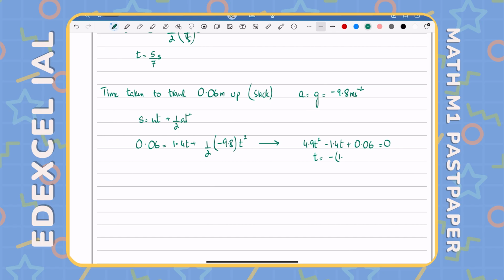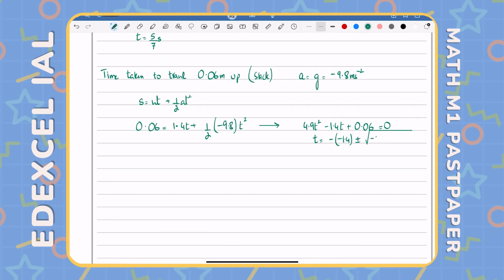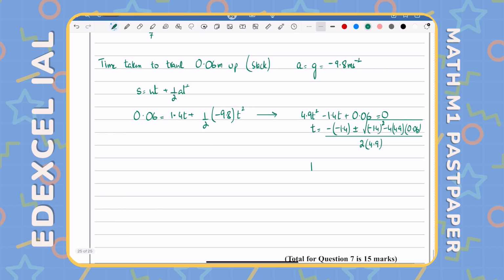So minus minus will eventually become plus. So minus b plus minus square root of b squared minus 4ac. So square root of minus 1.4 squared minus 4 into 4.9 into 0.06, that's b squared minus 4ac, divided by 2a. So divided by 2 times 4.9. Now use your calculator over here.